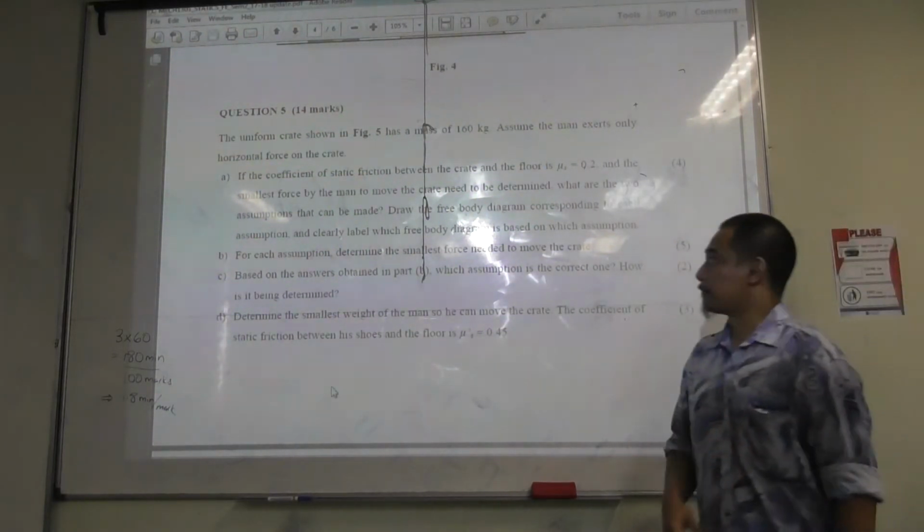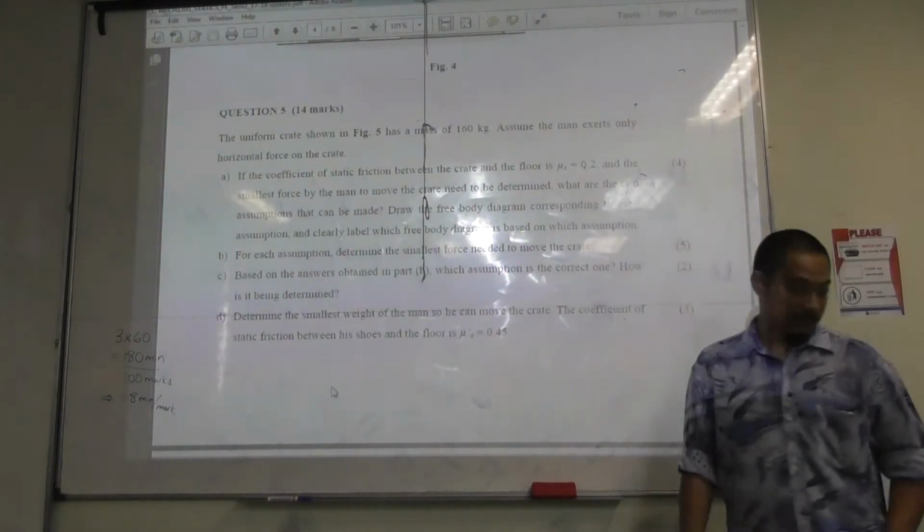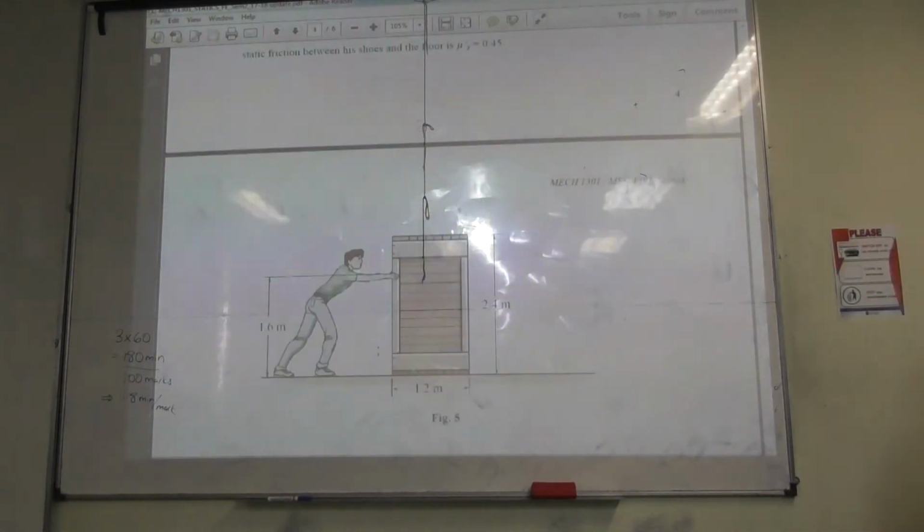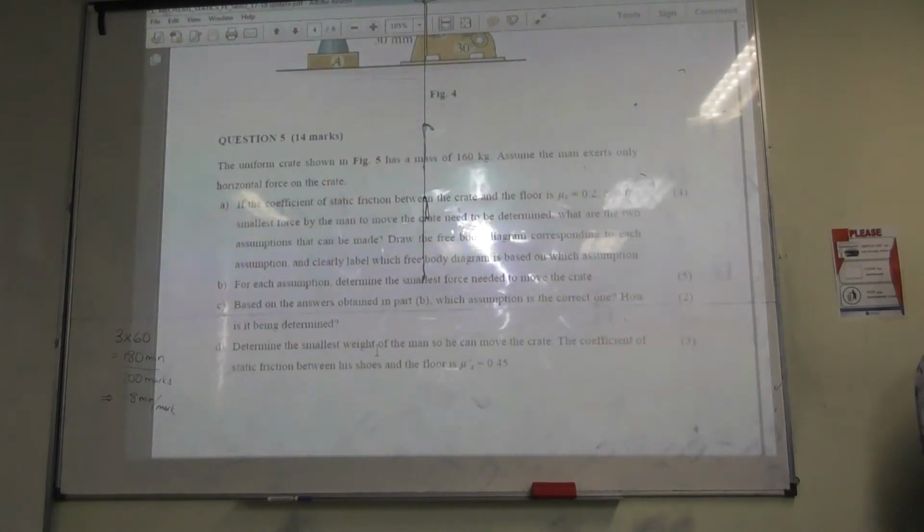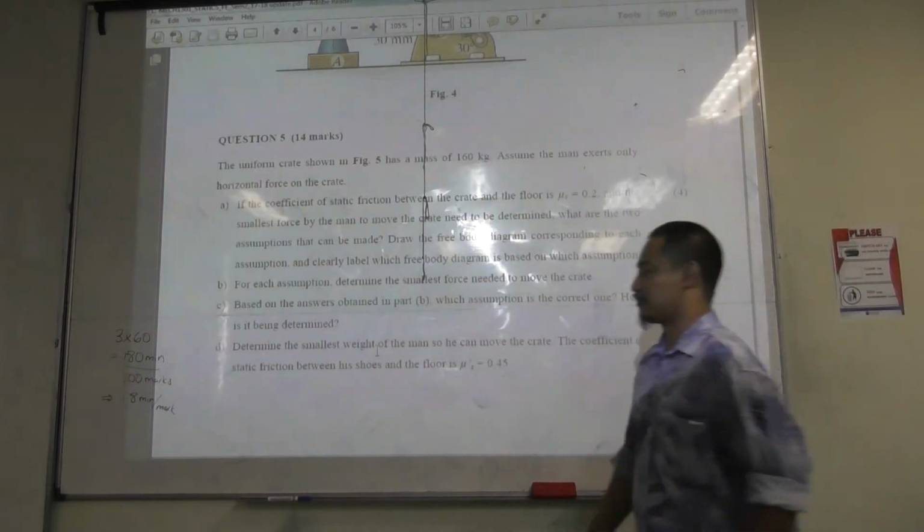Now, the uniform crate shown in the figure has a mass of 160 kilograms. Assume that the man exerts only horizontal force on the crate. So we have parts A, B, C, D. If the coefficient of static friction between the crate and the floor is 0.2, the smallest force by the man to move the crate needs to be determined. What are the 2 assumptions that can be made? Draw the free body diagram corresponding to each assumption, clearly labeling which free body diagram is based on which assumption. 4 marks. How many minutes roughly?